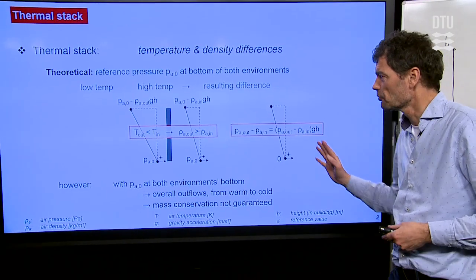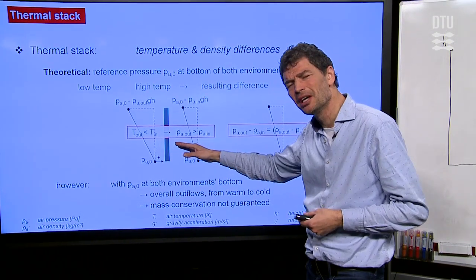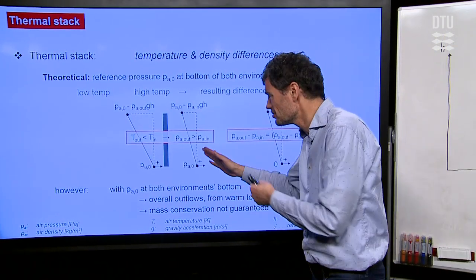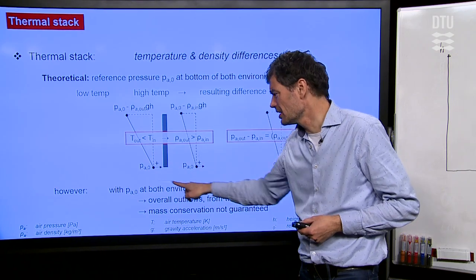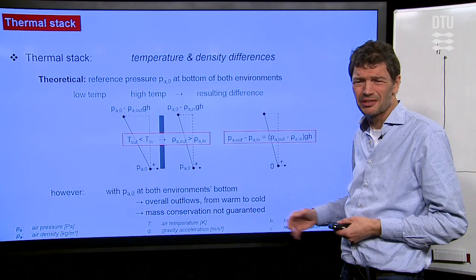So that would mean that air would flow out, but this building I've shown here cannot be realized because the air that flows out has to come into the building also somewhere, and it cannot come in down here at the bottom. So there is, with this drawing, a mass conservation problem.